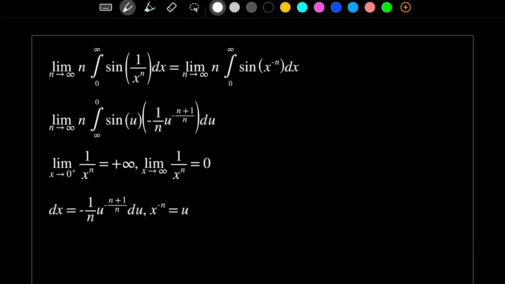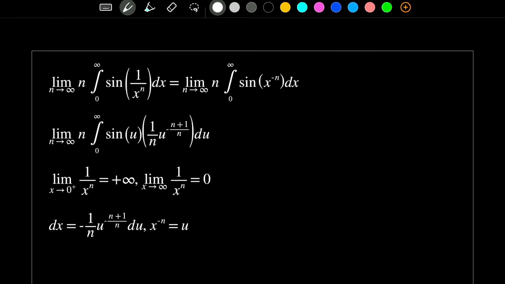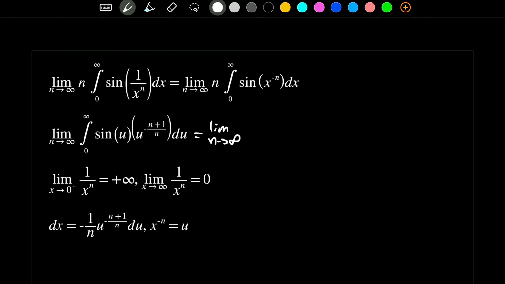Now let's clean this integral up a bit. So there's a lot of stuff we can do here. So first of all, we can take this minus sign and make it a plus sign and switch the bounds of integration. So we're going to get from 0 to infinity again. The second thing we can do is we can take this times n and dividing by n and scratch those. And then lastly, we're going to rewrite this integral slightly. The limit as n tends to infinity of the integral from 0 to infinity of sine of u over u to the power of n plus 1 over n du.